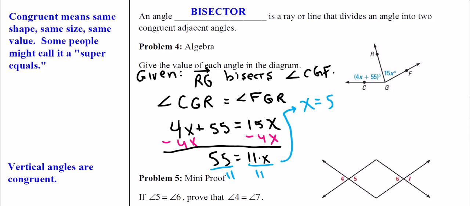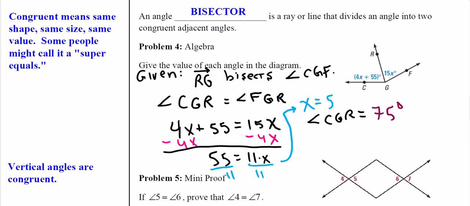However, that is not the value of the angles. So let's find the values of the angles. For example, we know that angle CGR is 4x plus 55. We now know that x equals 5. So angle CGR is 75 degrees.